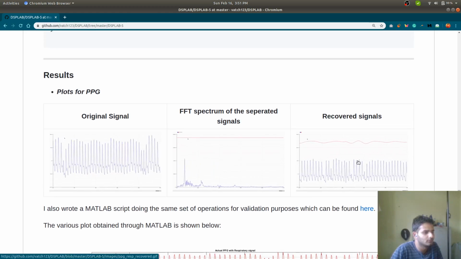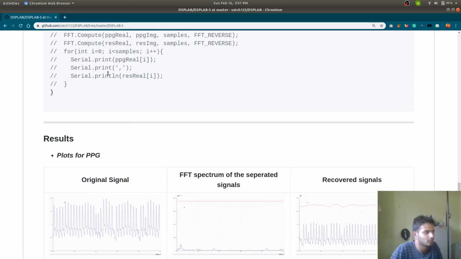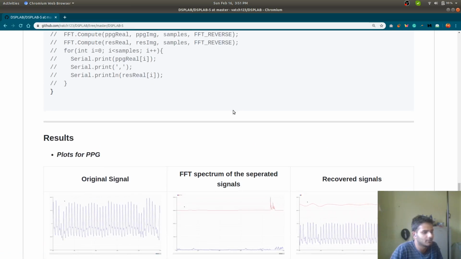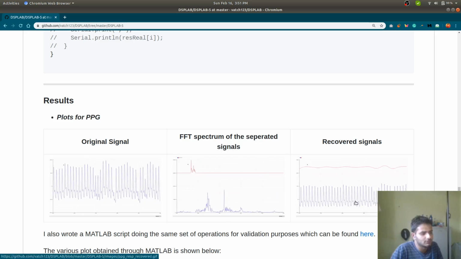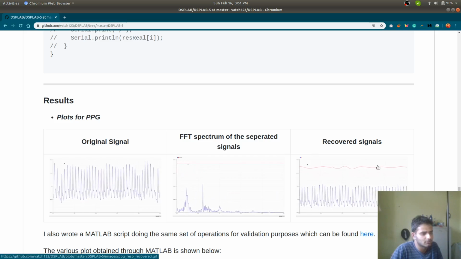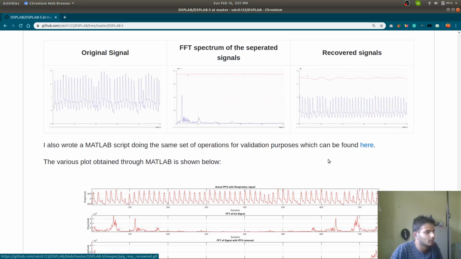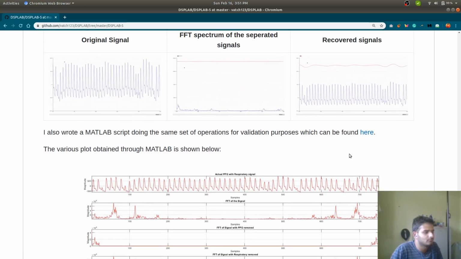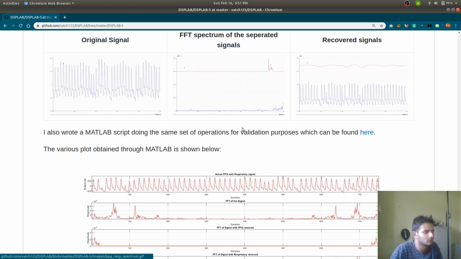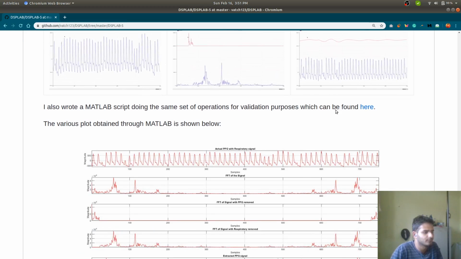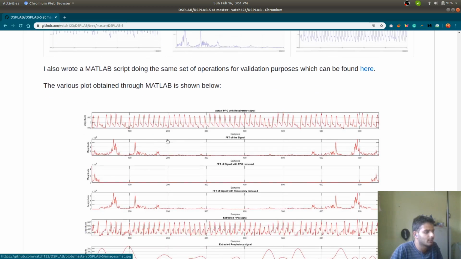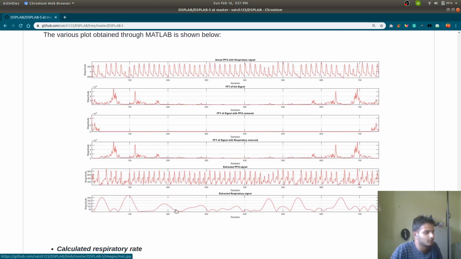Similarly, the recovered signal when we plot it, by uncommenting them, we'll get the PPG as this and the respiratory signal. I also wrote a MATLAB script similar to this for validation purposes, which can also be found here, and its plot can be shown here.